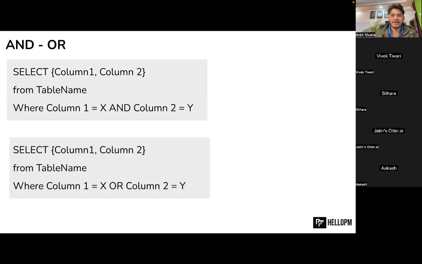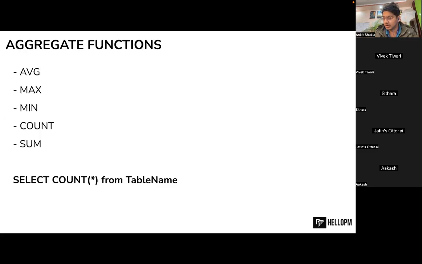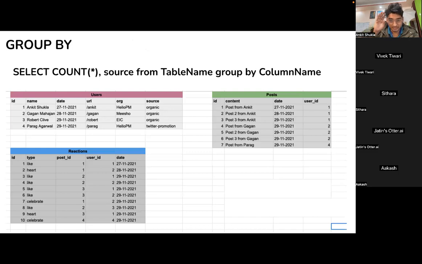Then we talked about and, or. You can match multiple conditions, where all of these conditions should be true, or either of these conditions should be true, in order to give you the results. Then we talked about aggregate functions, as in whatever results you have, you can do some calculation based on them. For example, if you want to see the number of rows that satisfy a particular condition, count would be used. If you want the sum of a particular column, you can use sum and other functions that are given there.